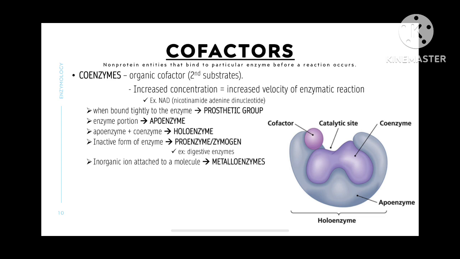There are also other enzymes, mostly digestive enzymes. They are originally secreted from the organ of production in a structurally inactive form. This means they are not active. And when they are in this inactive form, they are called proenzyme or zymogen.